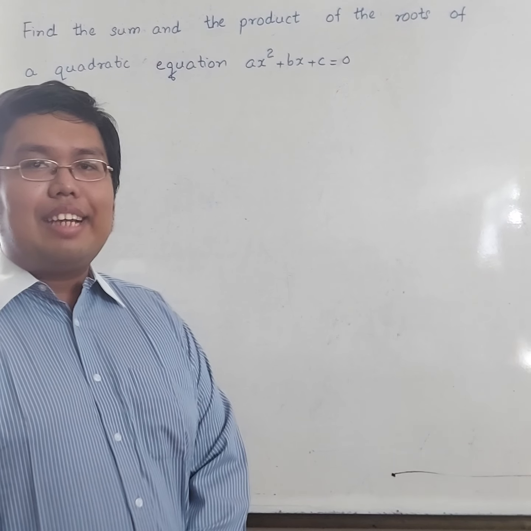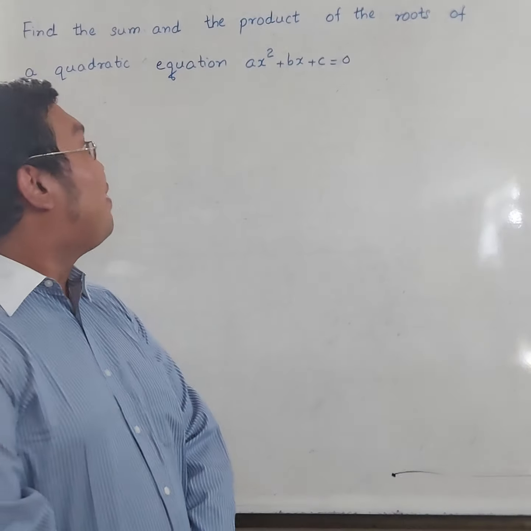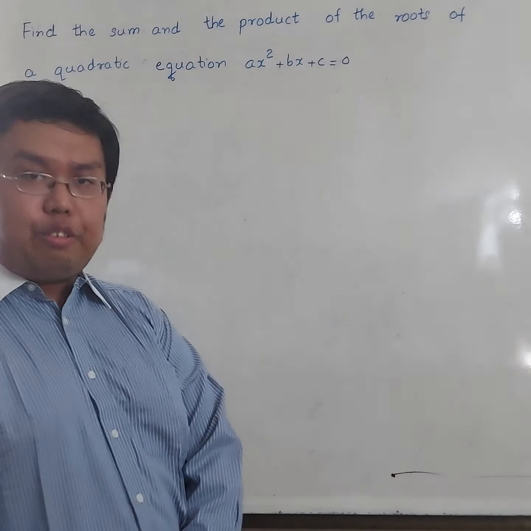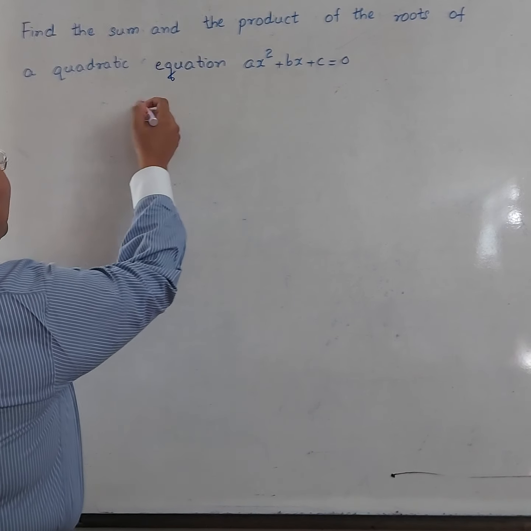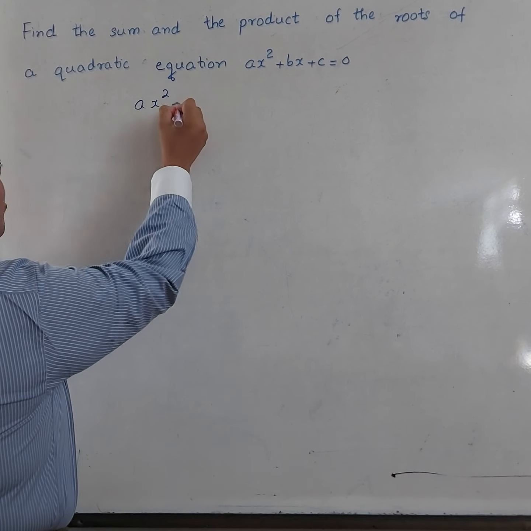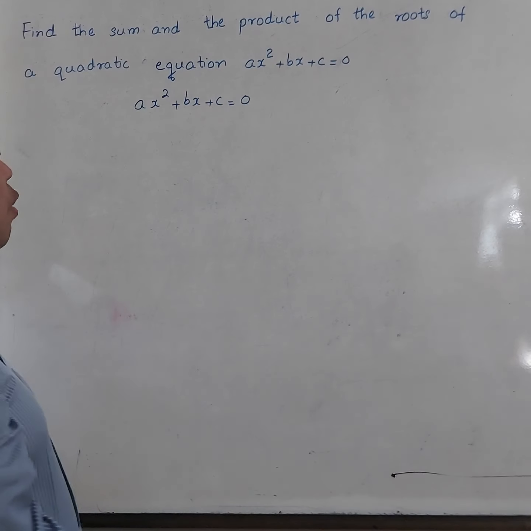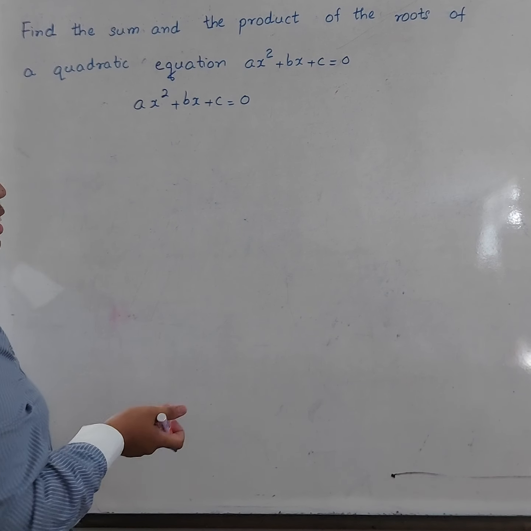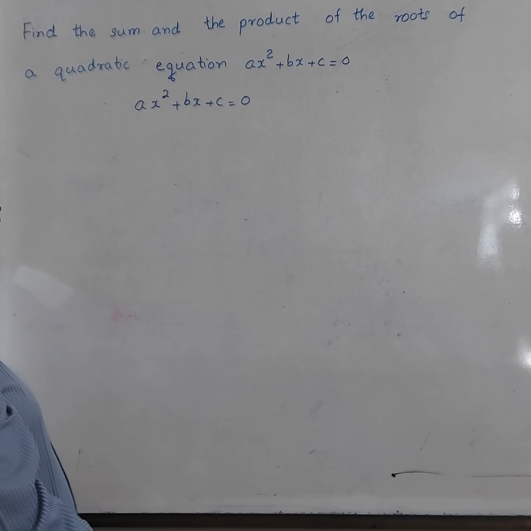Hello everyone. In this video, I will explain the sum and the product of the roots of the equation ax squared plus bx plus c equal to 0 without finding the roots. Let's look at the equation ax squared plus bx plus c equal to 0. So we need to first suppose the roots. Let's suppose the roots of the equation ax squared plus bx plus c equal to 0 are alpha and beta.